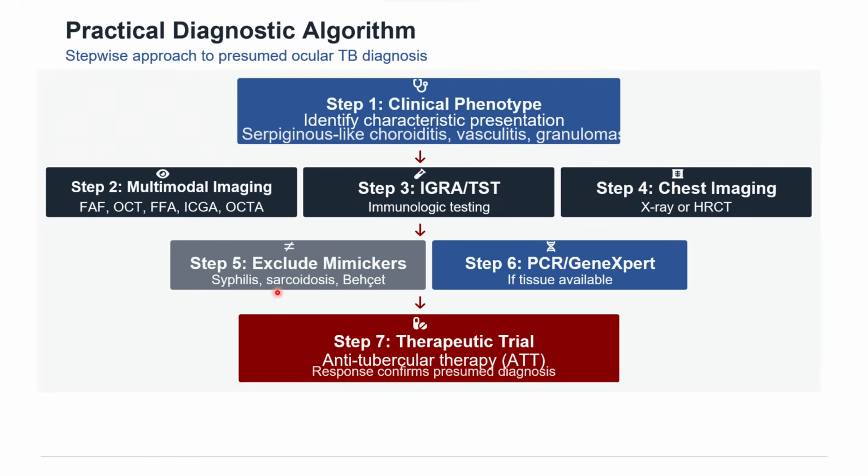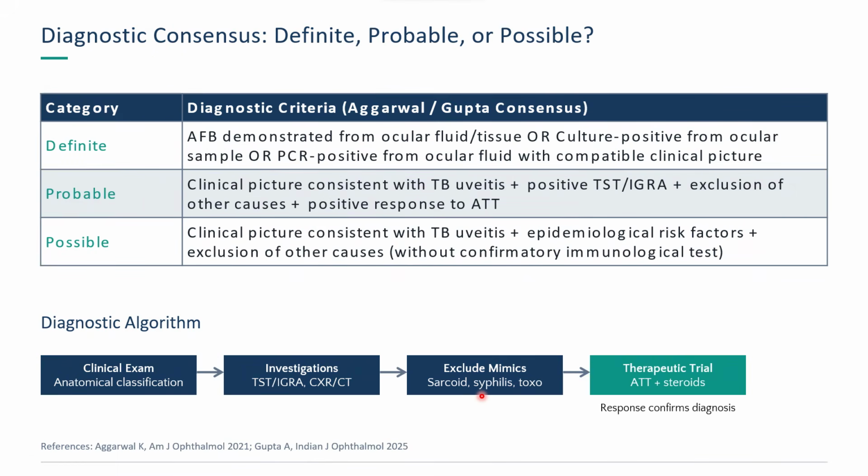And then if you have the facility to do the PCR or the GeneXpert from the aqueous fluid, this also will be a very strong basis for the diagnosis. If we pass all these steps, we will go to the final step, which is the trial of anti-tubercular treatment. Now, based on this finding, if you start the anti-tubercular treatment, the patient will have a response, and accordingly you have successfully managed the case. So this is very important.